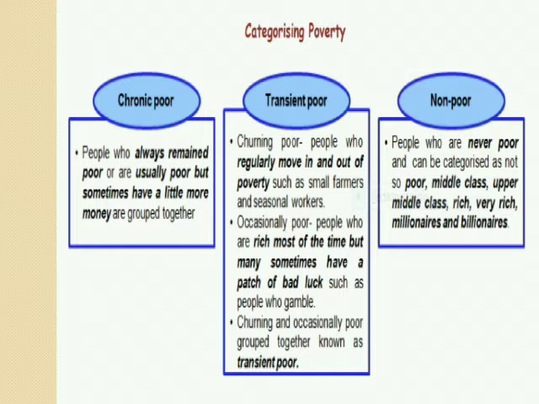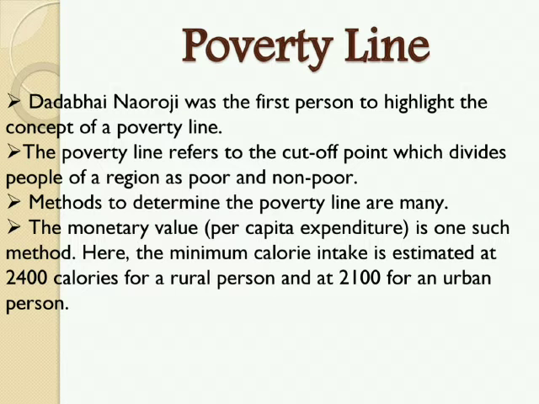The next one is non-poor. People who are never poor and can be categorized as not so poor: middle class, upper middle class, rich, very rich, millionaires and billionaires. Poverty line. Dadabhai Naoroji was the first person to highlight the concept of the poverty line. The poverty line refers to a cutoff point which divides people of a region as poor and non-poor.